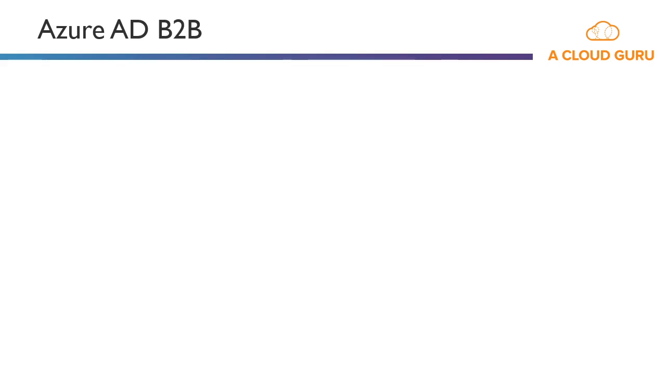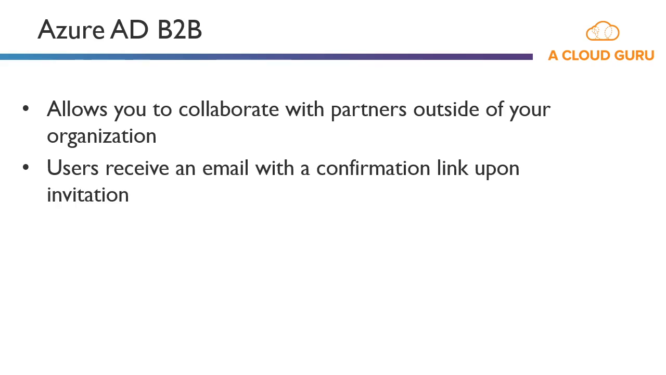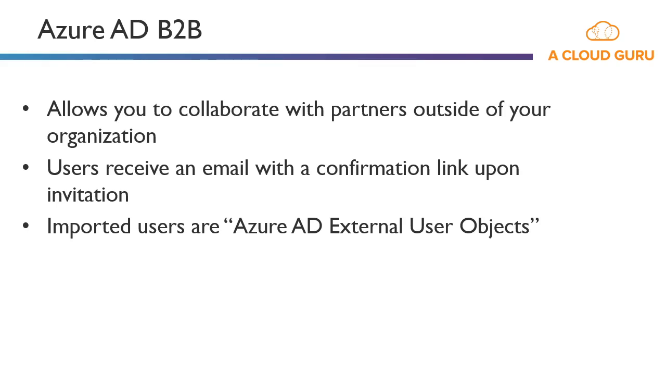Then we've got B2B, which is business to business. And this is a little bit different. And this really allows us to work with other partners. So it allows us to collaborate with partners outside of our organization. Users basically receive an email with a confirmation link upon invitation. And then imported users are Azure AD external user objects.